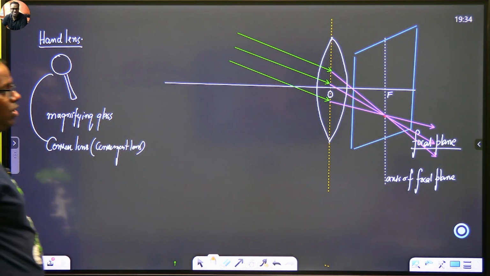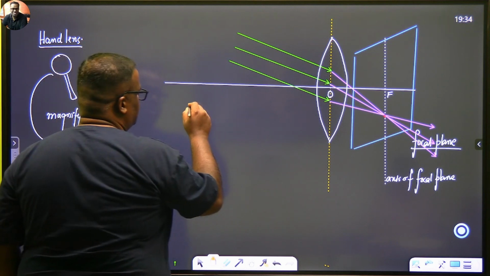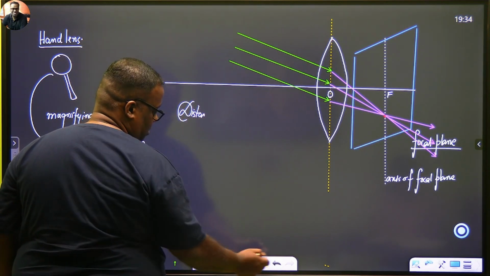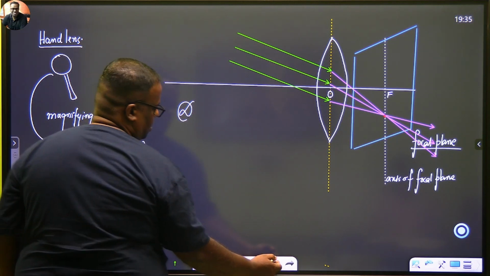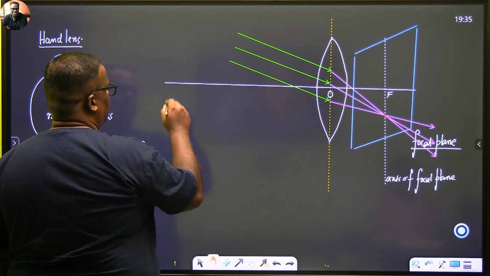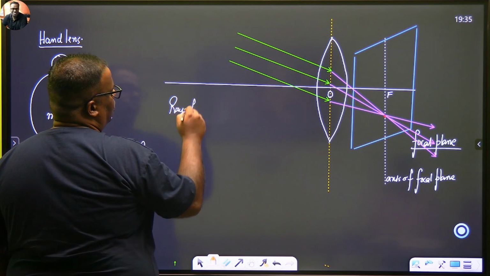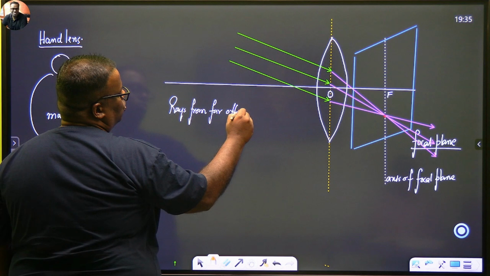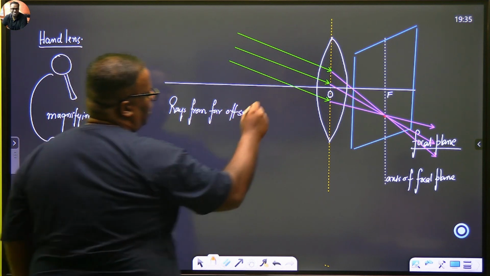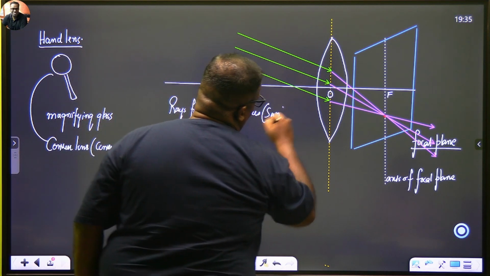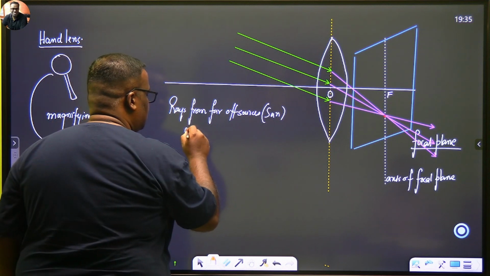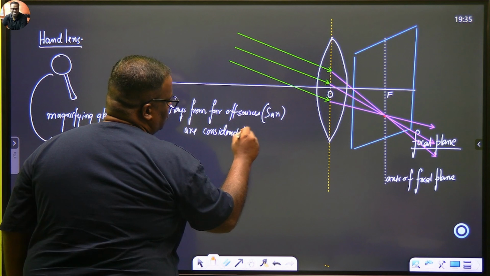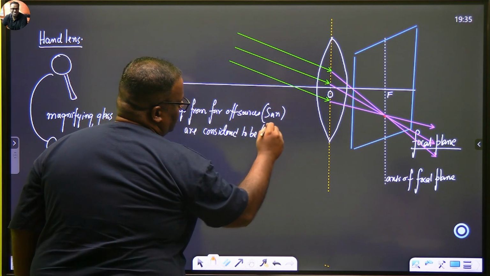Fine. Okay. Some more assumptions in optics. We say distant rays from far off sources, there can be any celestial body or the sun, are considered to be parallel.